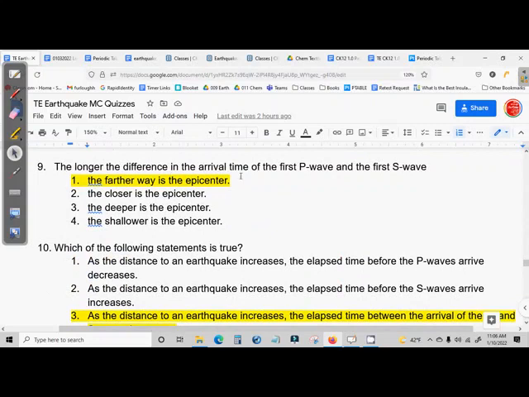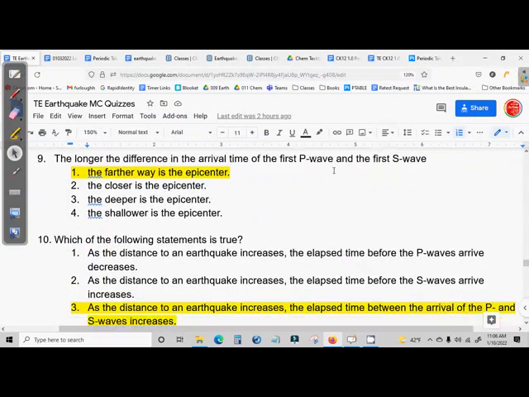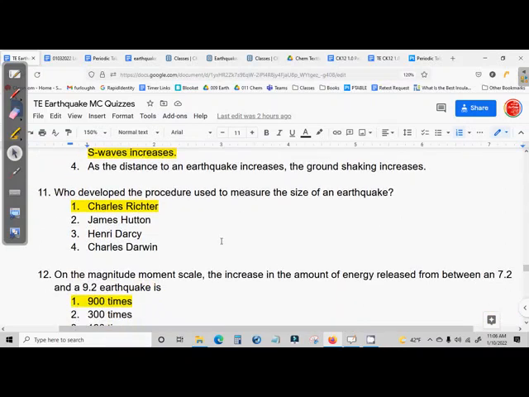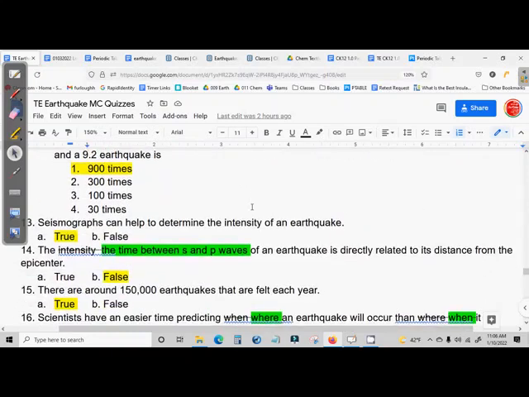The longer the difference in arrival time of the first P wave and the S wave, the farther away the epicenter is. Number 10, which of the following statements is true? As the distance to the earthquake increases, the elapsed time between the arrival of the P and S wave increases. Charles Richter helped find the procedure to help measure earthquakes.